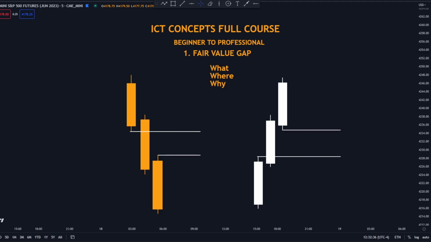So fair value gap, what is it, where do you find it, and why? Fair value gap is a gap between the first and third candle on any time frame. Fair value gap is used for entries or targets to take profit.